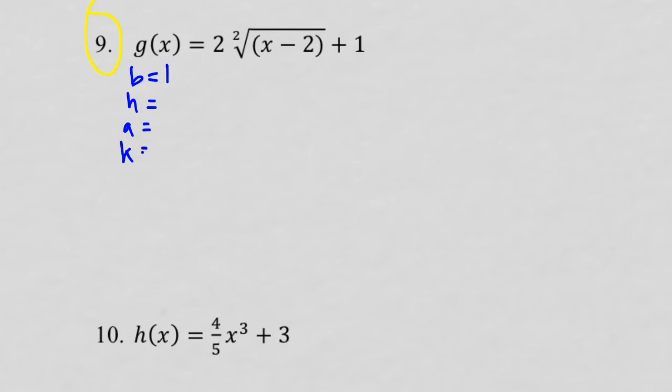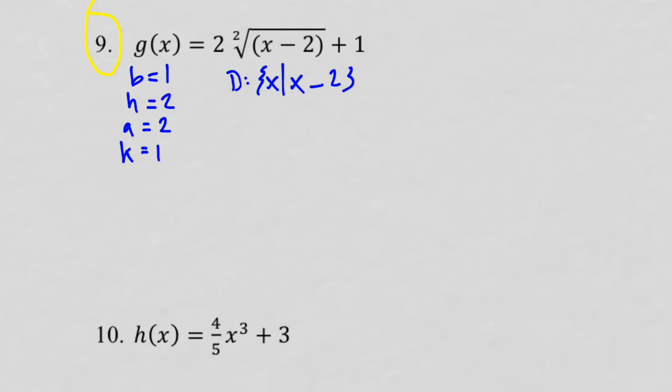b is 1, right? It would be in here. There's nothing in there. h is 2, a is 2, k is 1. So those are your values. The domain depends on h. So your domain is based on h. All values of x such that x is something greater than or less than 2, or equal to. It could also be equal to. Greater than or less than or equal to 2. So we have to choose the correct value.